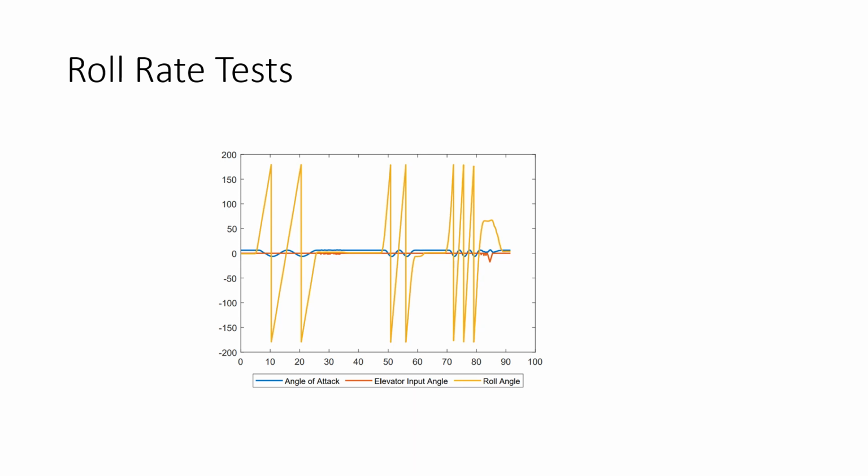This chart shows how roll rate varies with incoming wind speed. As the incoming wind speed increases, the roll rate increases, and as a result of this, the frequency of the angle of attack oscillations also increase.